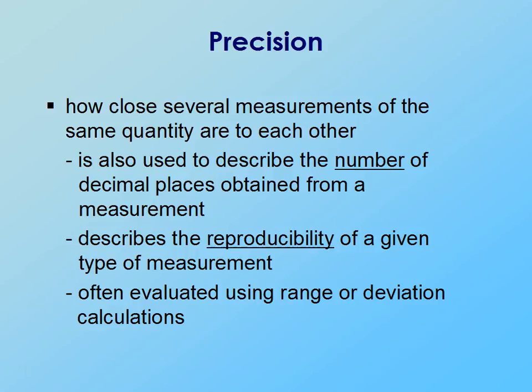Precision is how close they are to one another. We saw that with the darts. You can also refer to precision with the amount of decimal places you can get from a measurement. Obviously, the more information you can provide, the more precise your measurement's going to be. The closer your measurements are to one another, it's just a better indicator that your experimental data is valid, how it's being depicted. And we can examine precision kind of broadly by using range, or more precisely with deviation calculations.